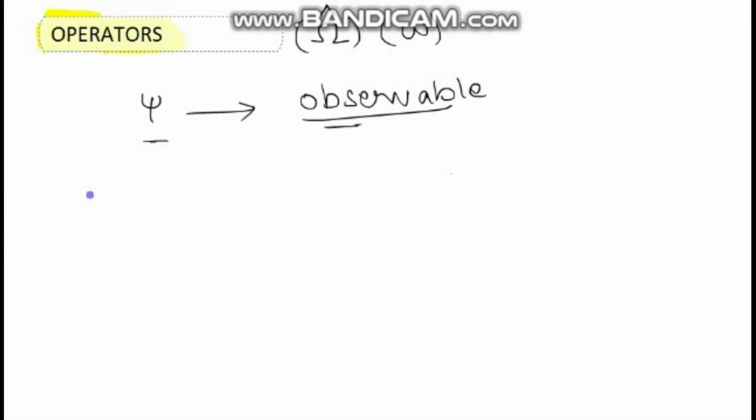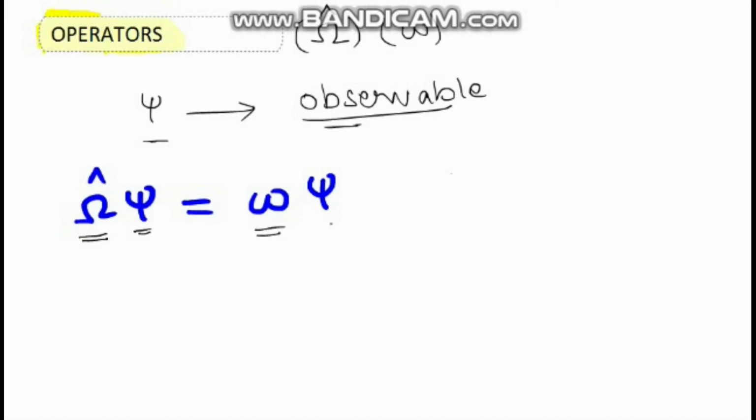So you take some operator, you operate on psi, and what do you get? You get the value of the observable, that is omega. It has to be a real value, and you again get psi. The operator is such that when you operate on psi, you get a real number and psi back again. This kind of equation is called an eigenequation.